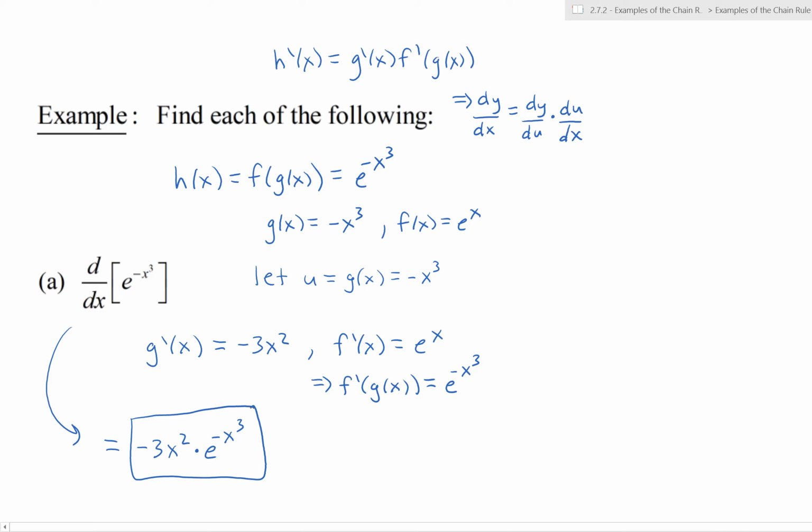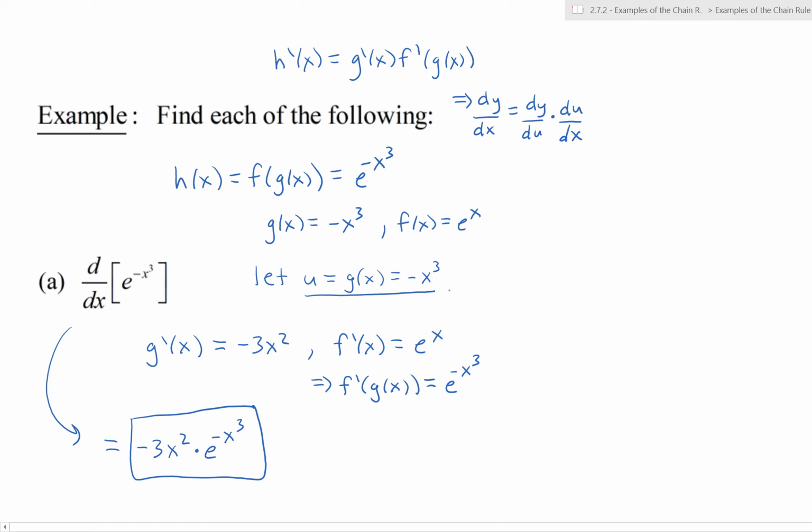The other way of approaching it is by considering this variable u here as g of x. So we already know that g prime of x is negative 3x squared.